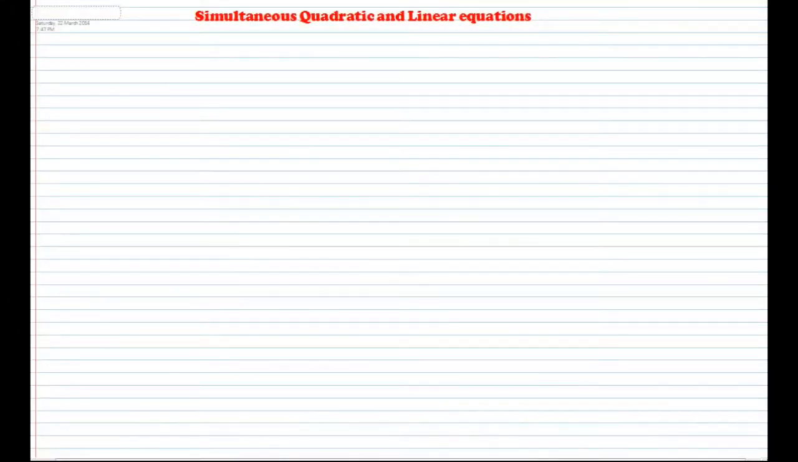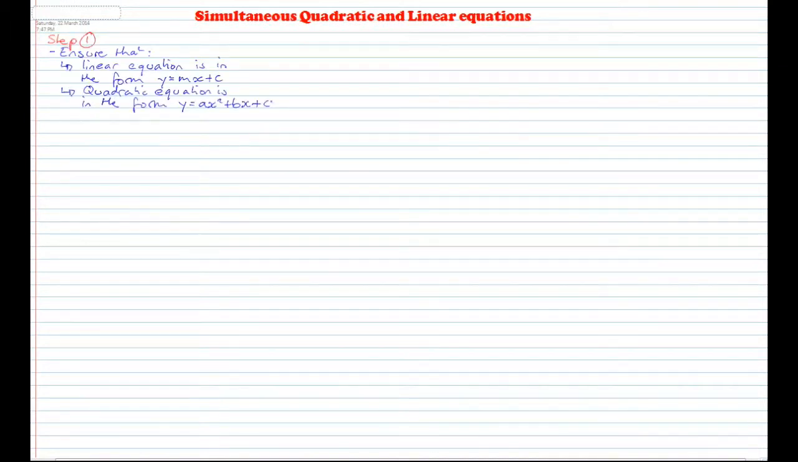Now as you've just heard, today we're learning all about how to solve simultaneous quadratic and linear equations. Now there's a few steps that we need to follow in order to be able to do this well. The first step is to ensure that the linear equation is in the form y equals mx plus c, and that the quadratic equation is in the form y equals ax squared plus bx plus c. So for example, if we had 2x plus 3y equals 6, we need to make sure that we rearrange and make y the subject so that we can then solve these two equations.